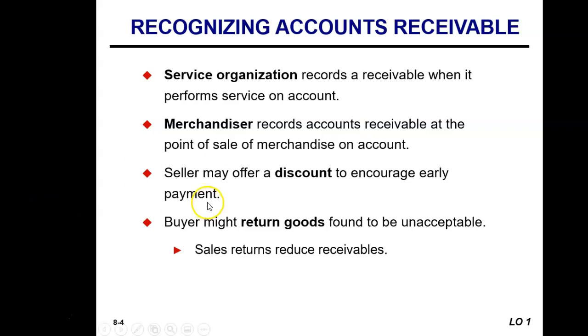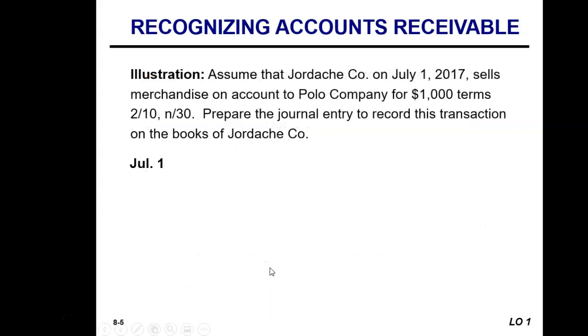Now, the seller may offer a discount to encourage early payment. We'll look at what we call credit terms. The buyer may return goods found to be unacceptable, and we'll talk about the impact when a product that was sold has been returned to the seller. We look at what's called a sales return account, and that's going to reduce the company's receivable.